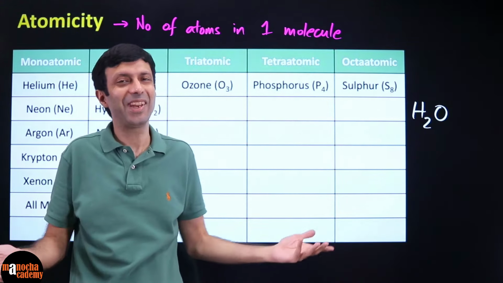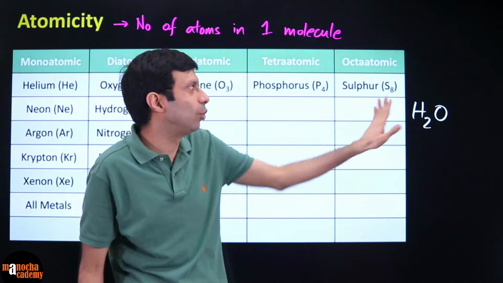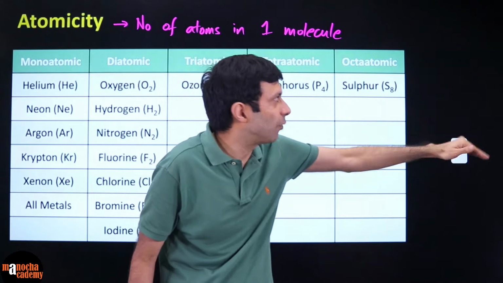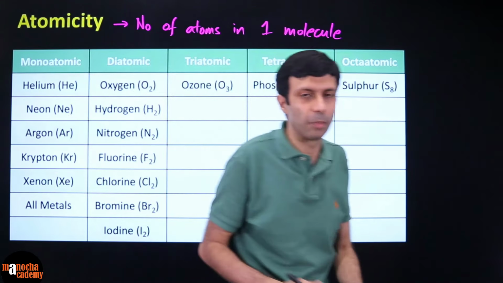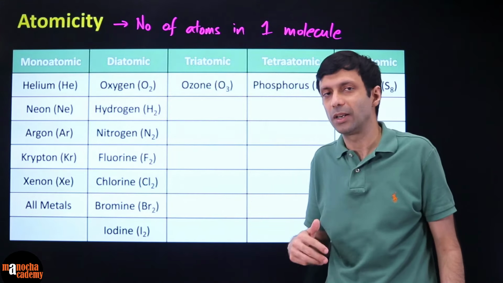2 plus 1, 3. That's it. Correct? So the answer is going to be 3 here. But normally we don't talk about atomicity of compounds. We normally talk about elements. So you guys need to learn this table, because you need to know the molecule contains how many atoms.